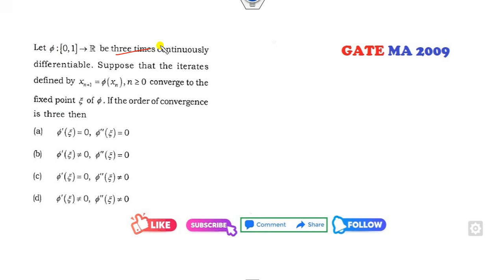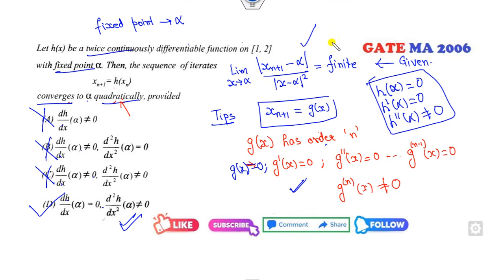Phi is a 3 times continuously differentiable function. The iteration scheme x n plus 1 equals phi of x n has the fixed point xi. Then the order of convergence is 3. What does it mean? Order is 3. Again you have two methods. Fine. The first method is by using the definition, or the second method is you can apply this shortcut trick.